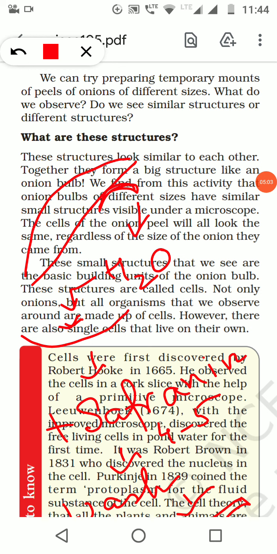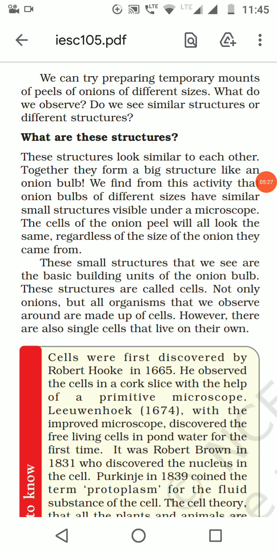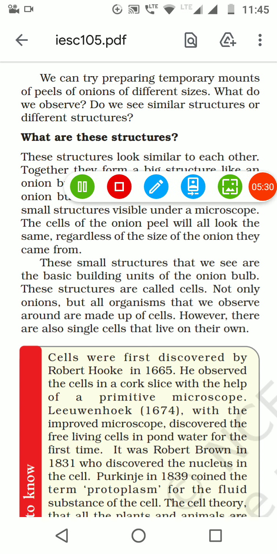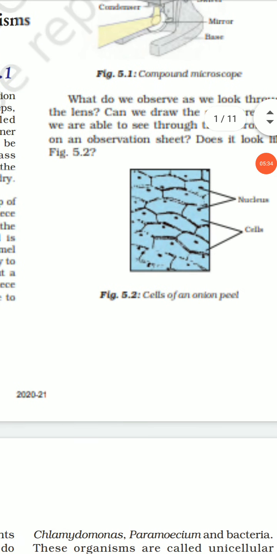On the slide you drop a small amount of glycerin, and then you put your peel, the small part of the transparent epidermis, on it and cover it with a cover slip with no bubbles. Then you can view it under the microscope. When you view it under the microscope, you will get cells like this. I'll show you.